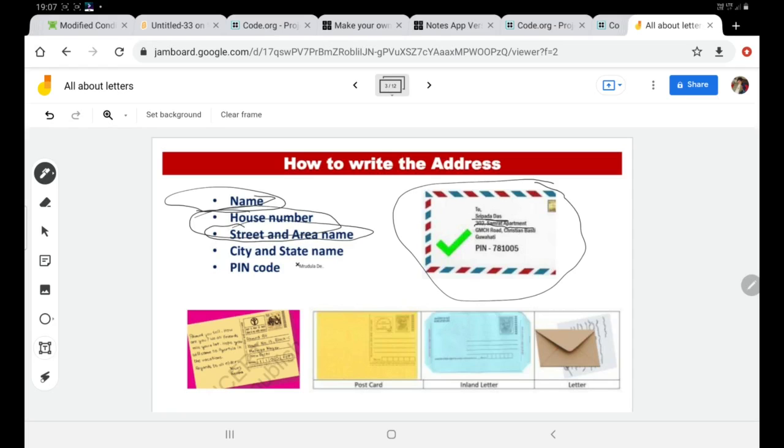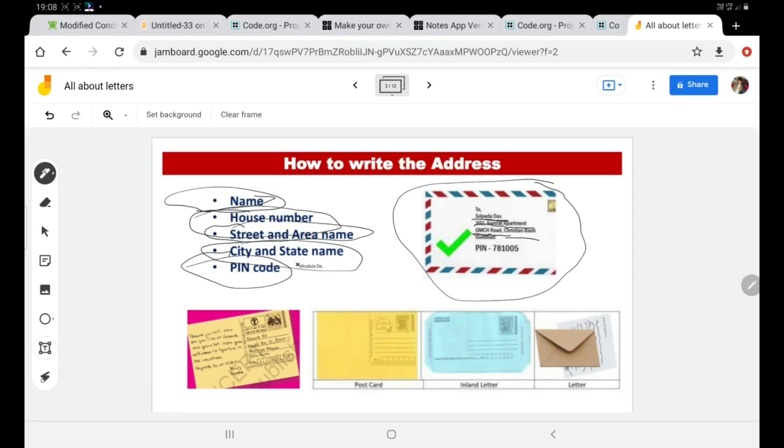GMCH Road, Christian Basti. Street means the colony in which they are living, and Sainagar is an area name. Then city and state name, like Telangana, Delhi, and state name like Hyderabad. Those are called state and city name, then pin code.